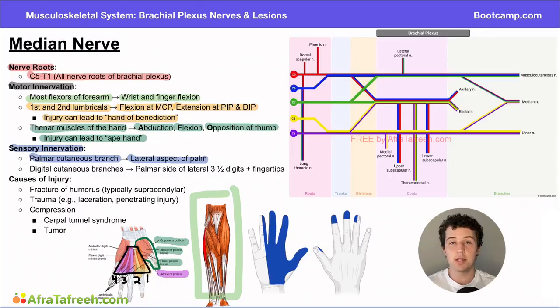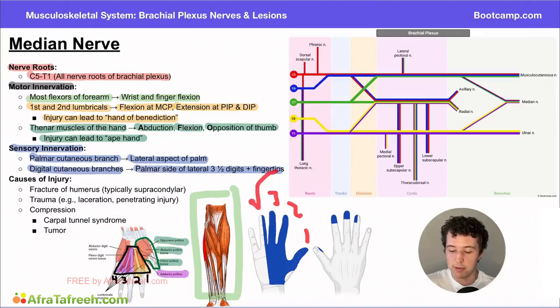The significance of this is that in carpal tunnel syndrome, which is compression through the carpal tunnel, the palm of the hand is often spared of the tingling and numbness that the fingers experience. In contrast, the digital cutaneous branches will go through that carpal tunnel, which innervate the palmar side and lateral 3.5 digits and fingertips. So the palmar or volar side of digits 1, 2, 3, and half of this.